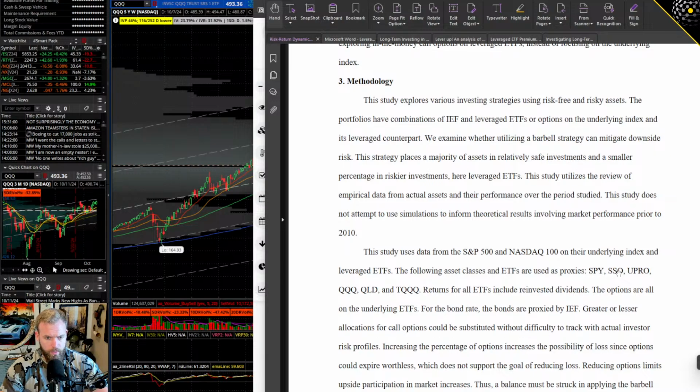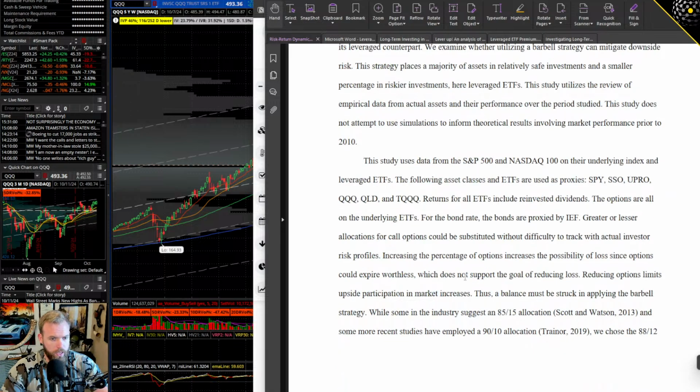Okay, so it's using 1 times, 2 times, 3 times. Okay, I like that. So that'll give a decent breakdown. Bonds are proxied by IEF, okay? And they're using calls. So the thing to remember is that if you're using calls on UPRO, calls are leveraged. UPRO is leveraged. So you are talking about a leveraged position. You would actually literally have to calculate the leverage. I don't know what it is off the top of my head. It would depend on the deltas of the calls.